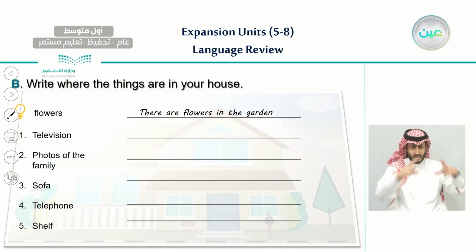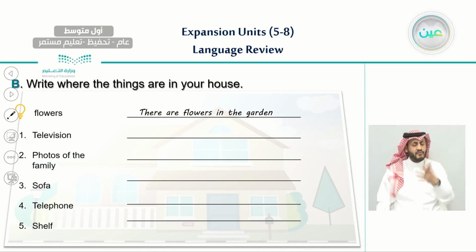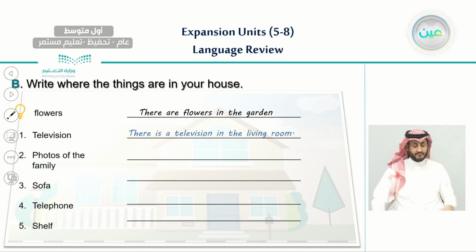Television. So now tell us, where is your television? I have written an answer that you can write, or you can copy it, in place of the television in your house. So, there is a television in the living room. There is. We started with "there is" because we are only going to talk about the television. So there is a television in the living room.